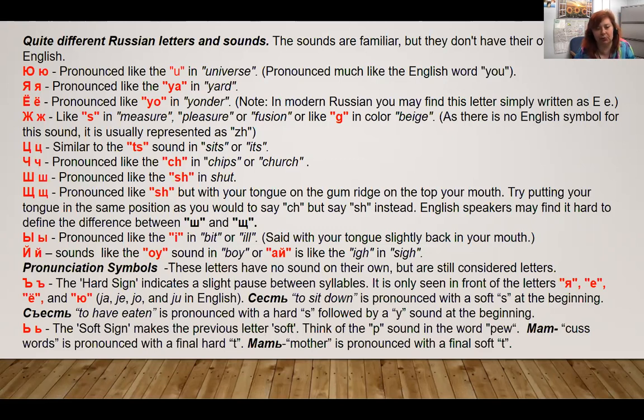For example, the word sest in Russian, to sit down, is pronounced with a soft S at the beginning because it precedes the ye sound. But if you put the hard sign, if you make S hard, you will get syest, which means to have eaten. It's a completely different meaning.